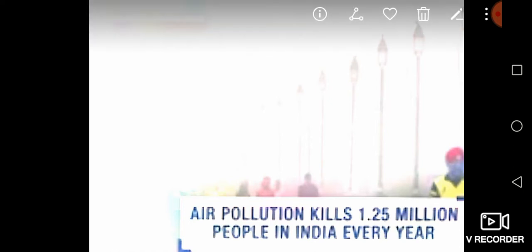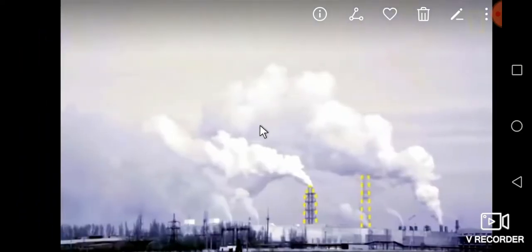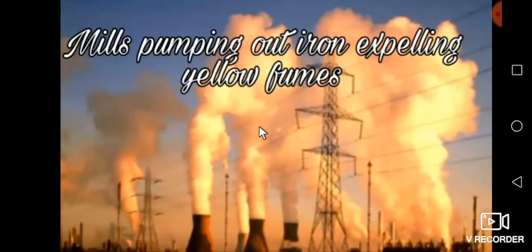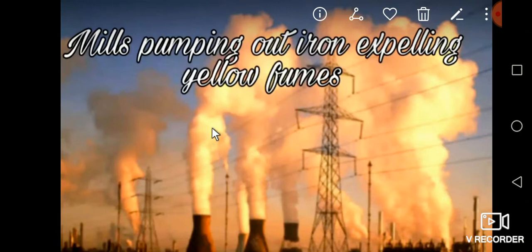Then the poet discusses the air pollution. See, students, the picture. Listen carefully. In our India, air pollution kills 1.25 million people every year. Did you understand? Listen, students. The mills are pumping out iron, expelling yellow fumes. See here, how the mills are pumping out iron, expelling fumes.